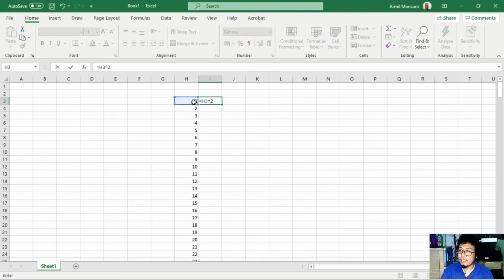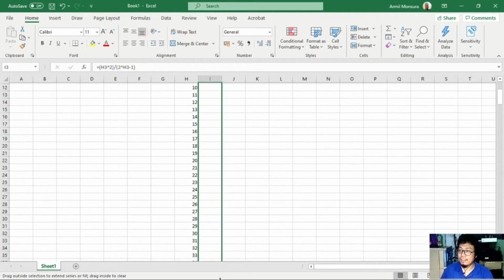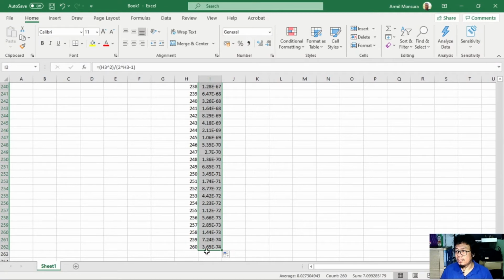Let's put it inside the parentheses just to be safe, although I don't think we really need to put that in parentheses. Then we have 2 raised to n. So again, this is your n, minus 1. So there. We drag it down so that we can copy the formula until we reach 260. We see that in this case, your number is getting very, very small.